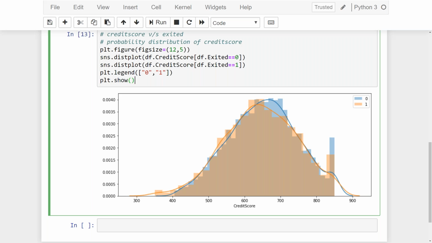As we can see, both the probability distributions are overlapping each other. That means on the x-axis, which represents credit score, the probability distribution of customers leaving or not leaving the bank at every value of credit score is almost equal. So the idea is that the credit score doesn't impact the behavior of customers leaving or not leaving.